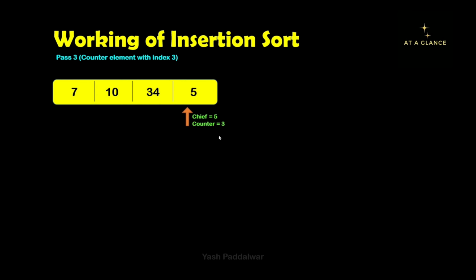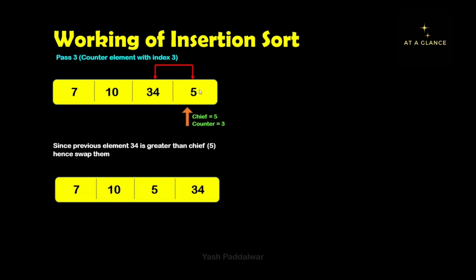So at this position, we have the element 5. So 5 will now be called the chief element. Now 5 will be compared with its left element, which is 34. Since 5 is less than 34, we will swap it. So after swapping, it would look something like this. Now we will check whether 5 is at index position 0.